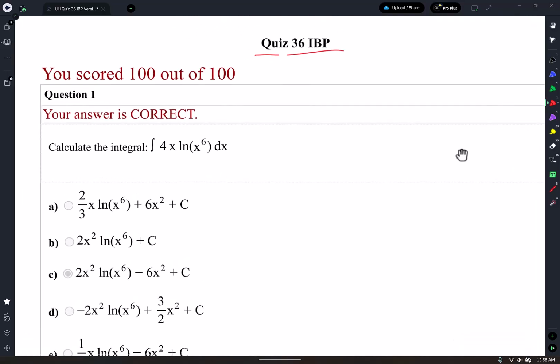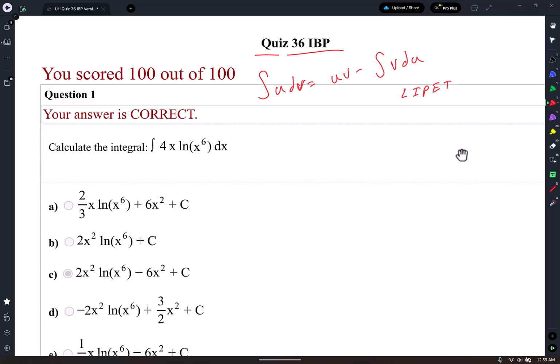So this is calculate the integral, and in case you don't remember what I'm talking about when I say integration by parts: the integral of u dv equals uv minus the integral of v du. So that's integration by parts, guys. There's an acronym that's going to help me, LIPIT: logarithmic, inverse, polynomial, exponential, trig.